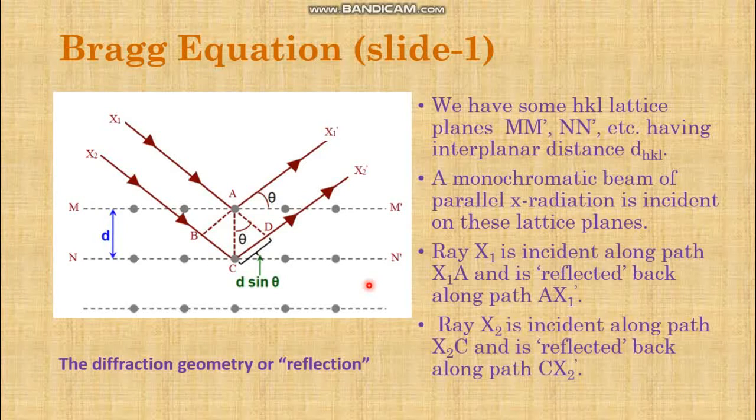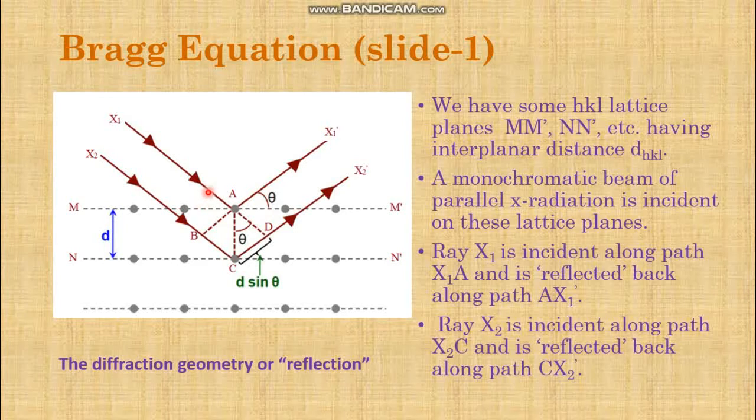So here we have a parallel beam of monochromatic X-rays. This is the X-ray number X1 and this is the X-ray number X2, and they have the wavelength lambda. The interplanar distance d_hkl is, for our simplification, written as d. So when a parallel beam of monochromatic X-rays of wavelength lambda strikes the planes m, m dash or n, n dash at some glancing angle theta, this is the glancing angle theta.